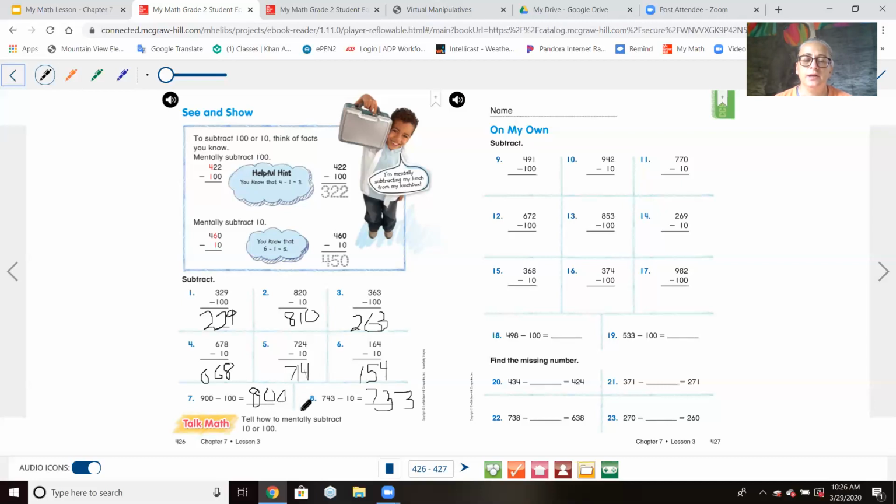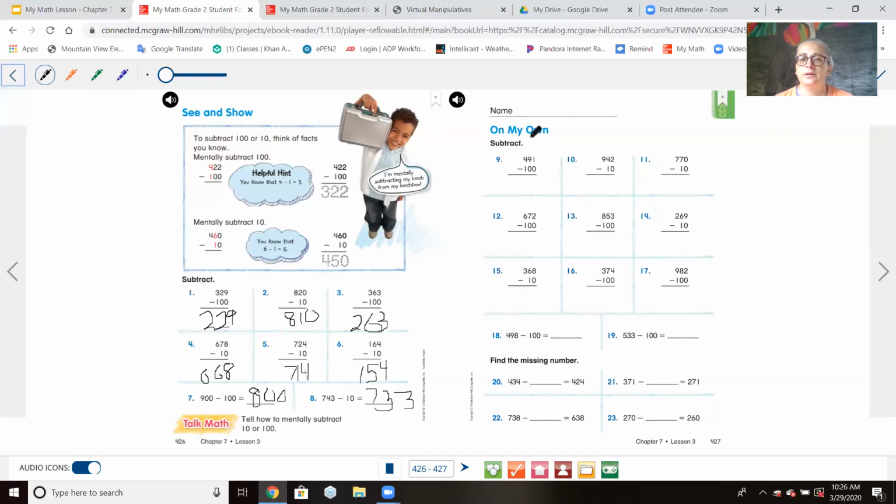So to mentally subtract 10 or 100, what you're doing is you're looking at the math facts. If you're looking at the hundreds, you're just taking 1 away from the hundreds place. If it's in the tens place, you're taking 1 away from the number that you have in your tens place. That's the only difference. Make sure you know you're looking at the right place value when you're subtracting 1 from the 10s or 1 from the hundreds.